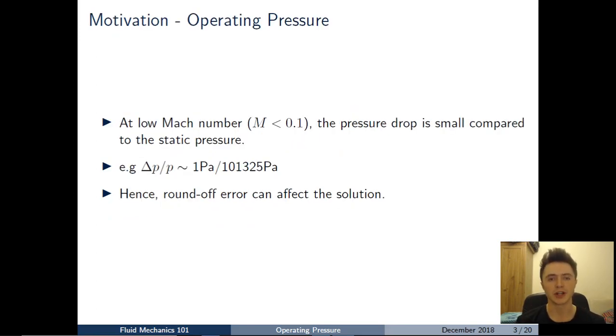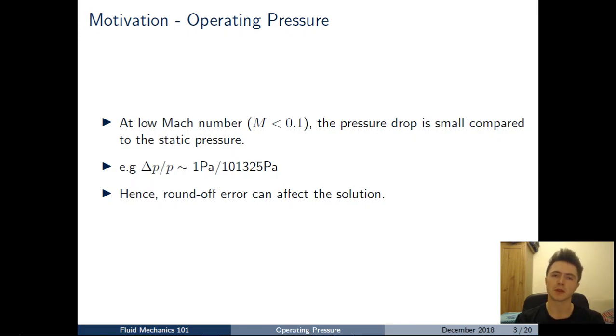So, the motivation for operating pressure really comes in at low Mach number. So flows with a low Mach number, far less than 1. What we find under these conditions is that the pressure drop in the flow is typically very small compared to the overall static pressure of the flow. That's a statement you'll usually find written down in various CFD manuals and all over the internet, but what does it actually mean? That's what I'm going to dive into and look at a bit today.